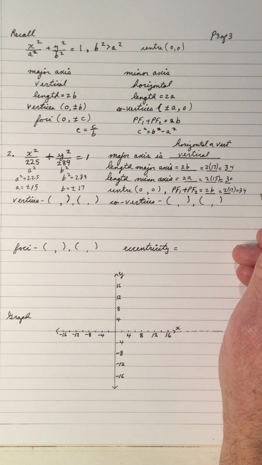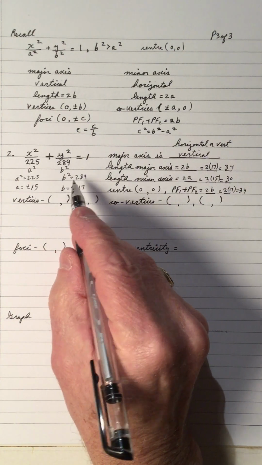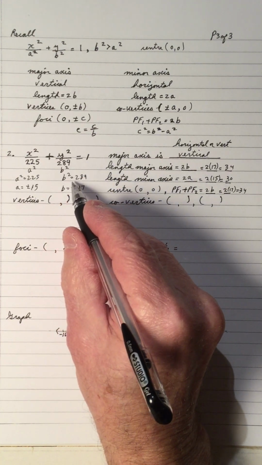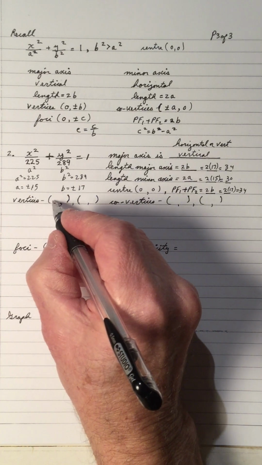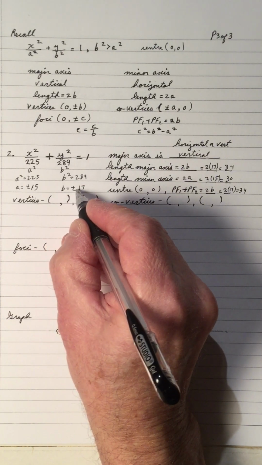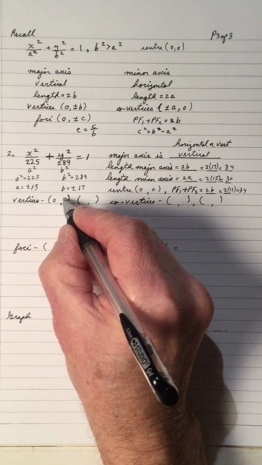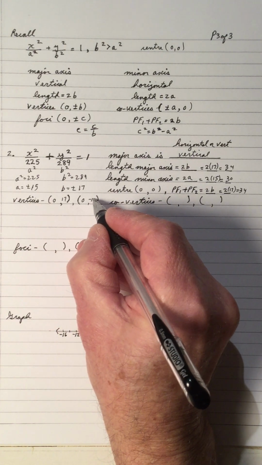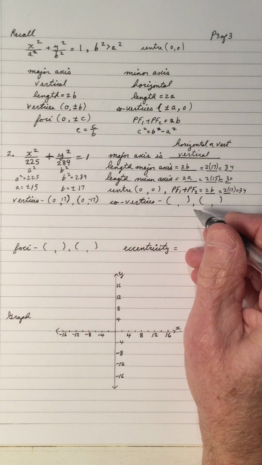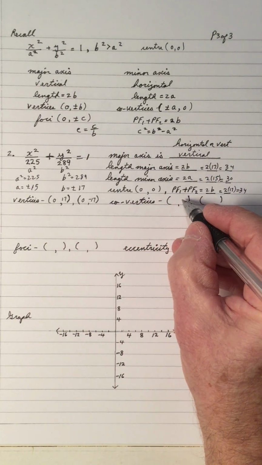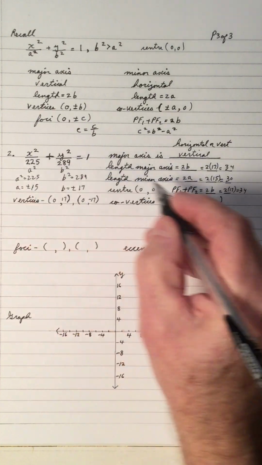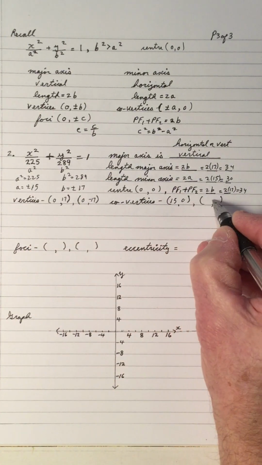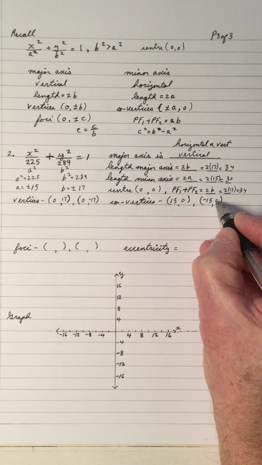Now, the vertices. The vertices are on the major. So the major axis is vertical, so it's got to be with the y. So the vertices are with 17, the larger number, so 0, 17, 0, negative 17. Co-vertices are on the other axes, so the co-vertices is the x this time, and that's plus or minus 15, so this is 15, 0, negative 15, 0.